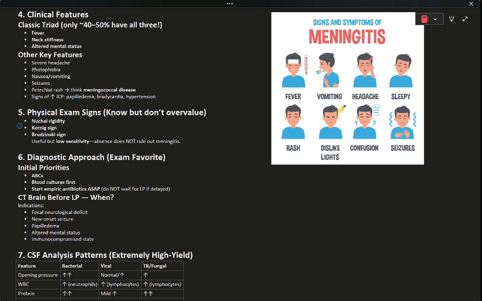Actually, I got that confused. No, never mind. The one I was talking about is simply used to test for coordination. The Kernig sign is where you raise the leg of the patient upward, and if the patient complains of pain, that could be a sign of meningitis. This is done with the patient in a supine position, in other words, lying down, and you have to raise the leg to 90 degrees, perpendicular to the patient's body.